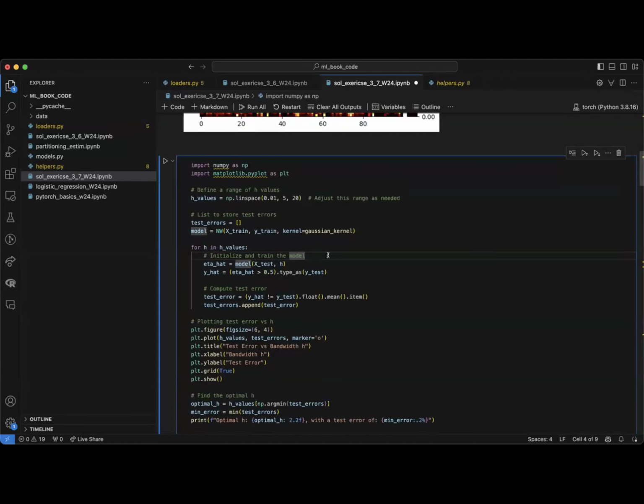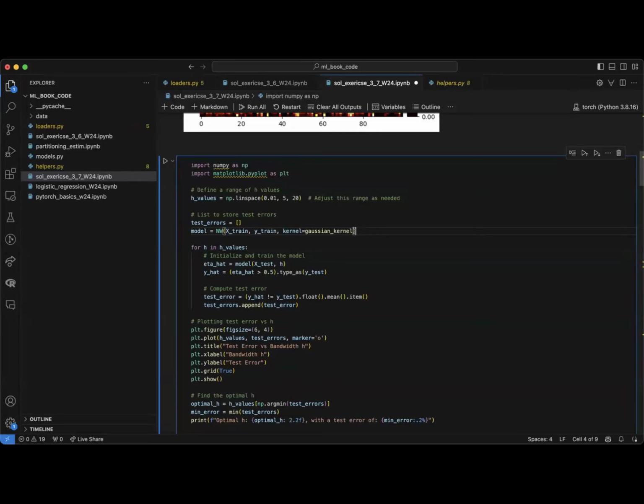So I take a bunch of h values, and then I initialize the model. You can see the model is Nadaraya-Watson, X train, Y train, pass the kernel. This initializes the model, and I'm going to go through a for loop. I apply the model to X test and h. The current bandwidth is h. It's the for loop, and I compare it with 1/2. So that's my eta hat. So the regression I can compare with hat, like this is the technical part. So you get y hat, like 0 1s. And then I compare with the y test, turning it to float, take the mean.